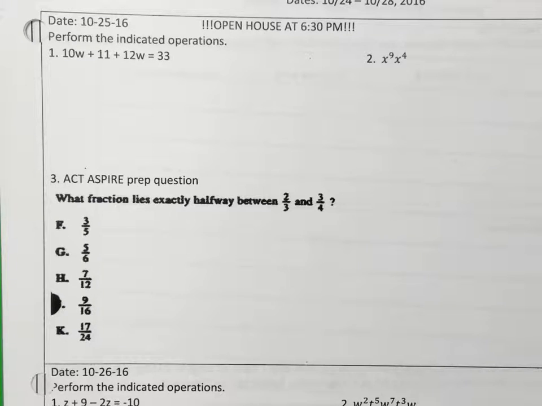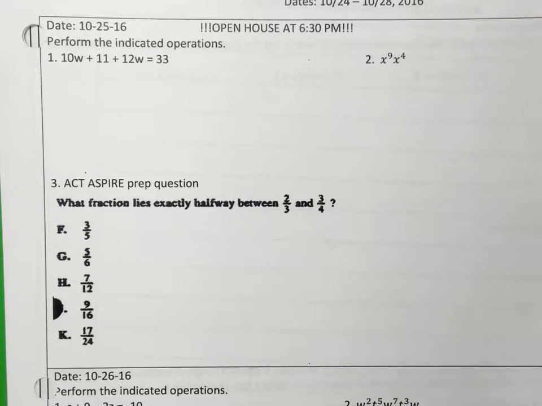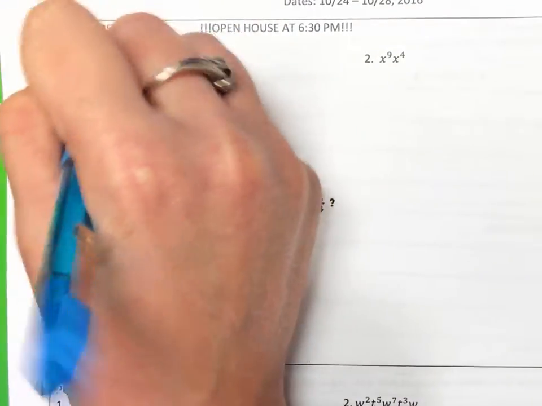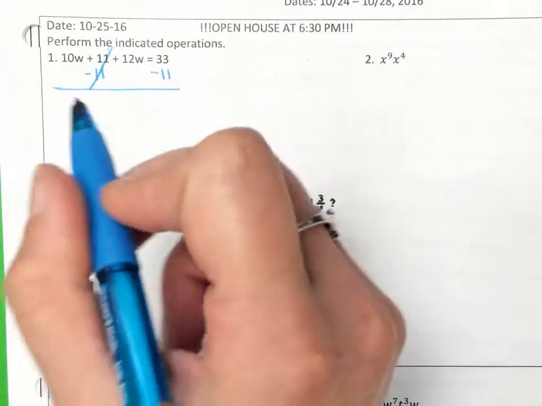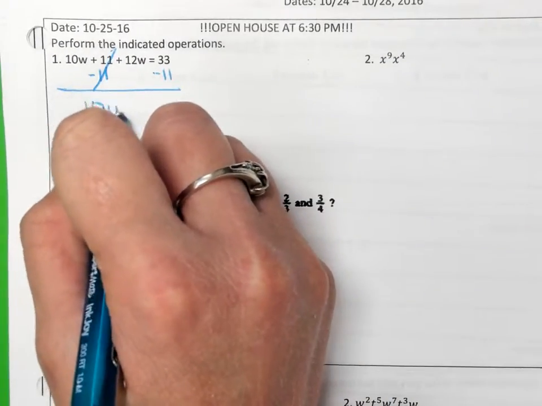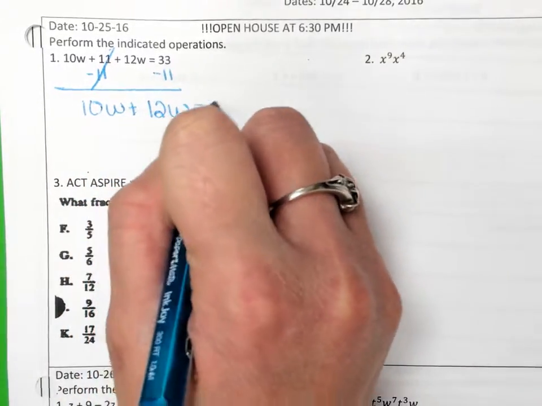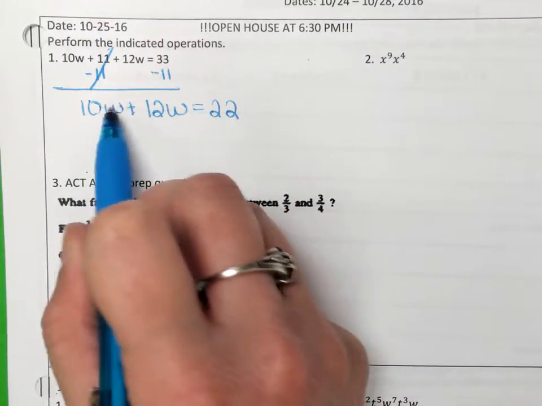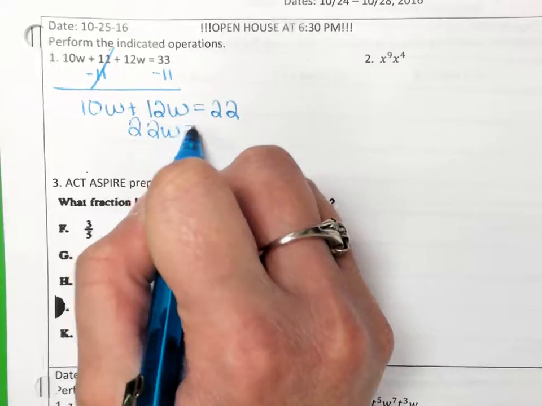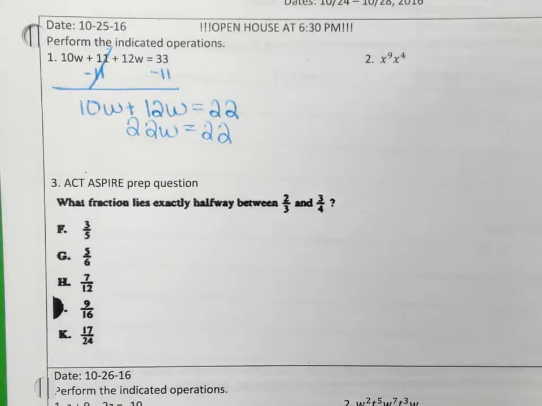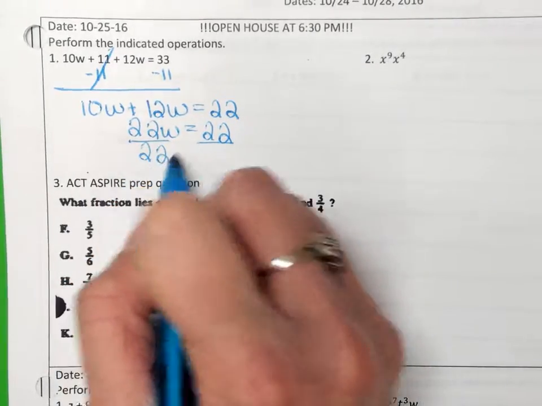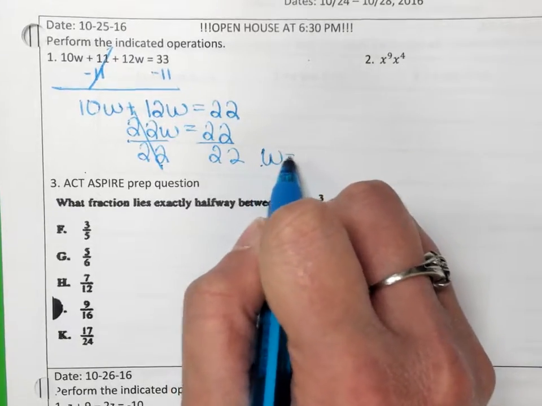All right, what about number 1? Montez, what would I move first? The 11. Very nice. So I would subtract it, right? When I subtract it, what do I have left? 22. There you go. 10W plus 12W equals 22W. Add 10 and 12. What's 10 plus 12? 22W. Now what do I divide by? 22 and W equals 1. There you go. Very nice.